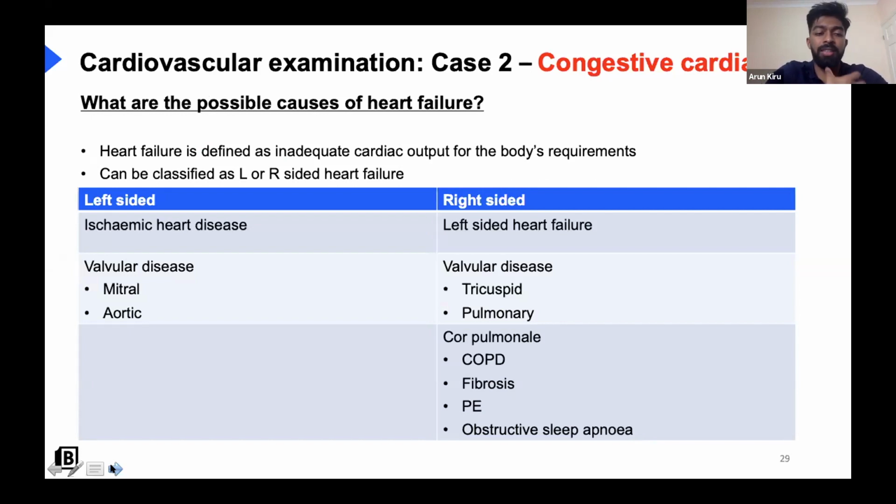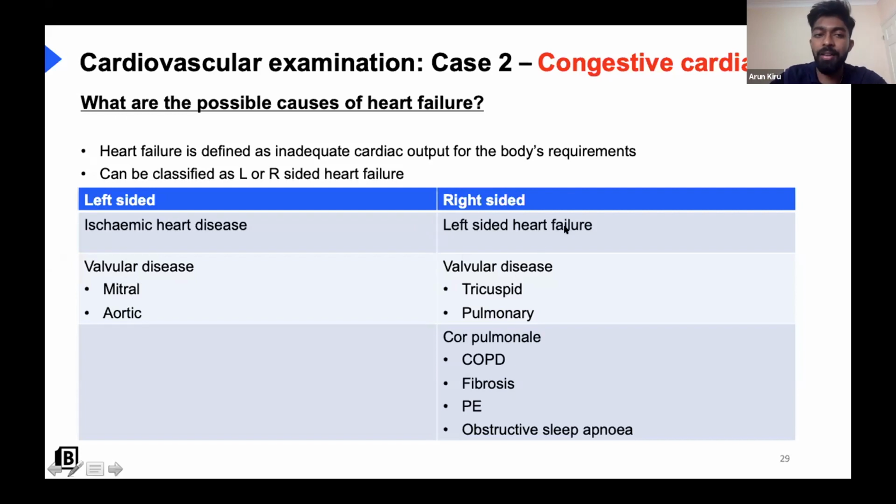So left-sided heart failure is the left side of the heart trying to pump blood all the way around the body. So causes could be ischemic heart disease, so when there's not enough blood going to that left ventricle, which is that big pumper all around the body, or valvular disease affecting the left side, so your mitral valve or aortic valve. We saw in the mitral regurg case, because of mitral regurg, not as much blood goes into the aorta, therefore you can get heart failure.